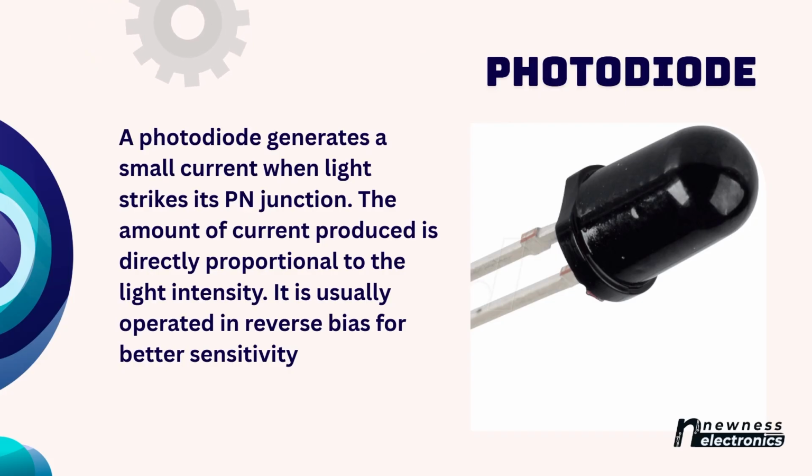Photodiodes generate a small current when light strikes their p-n junction. That is, when light falls on this photodiode, it generates a small current. The amount of current produced is directly proportional to the light intensity, and it is usually operated in reverse bias for better sensitivity. Reverse bias, take note of that. Photodiodes are operated in reverse bias.